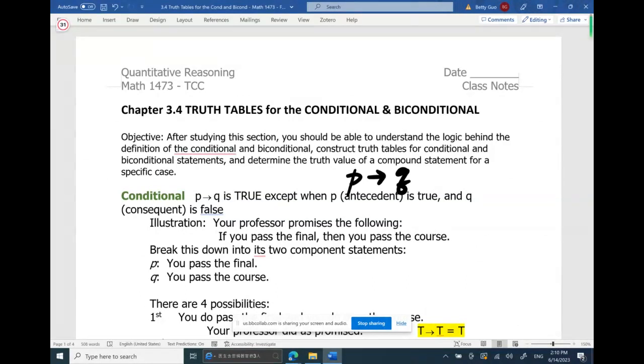To make a conditional statement, we need two component statements. The one right after "if" or before the implies symbol is the antecedent. The one after the symbol is the consequent. How do we make the truth table for P implies Q, this conditional statement?